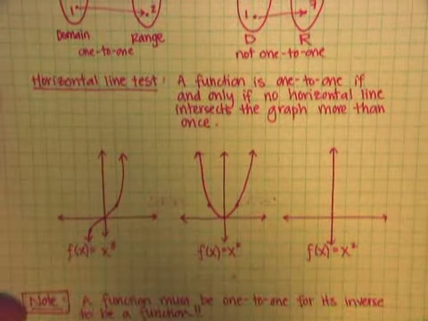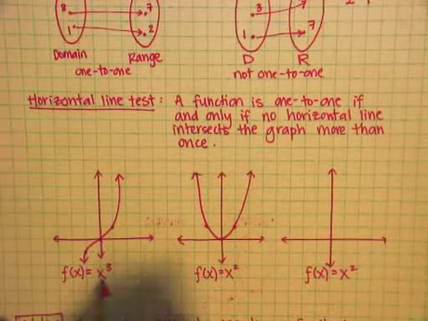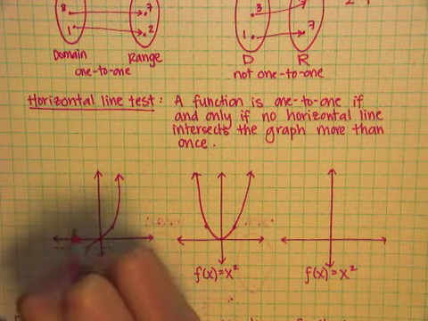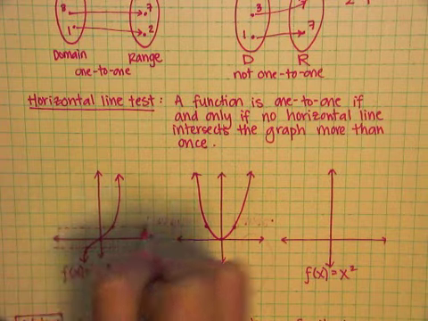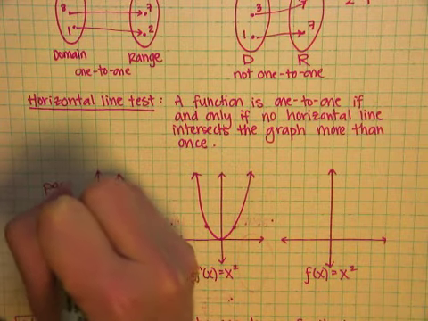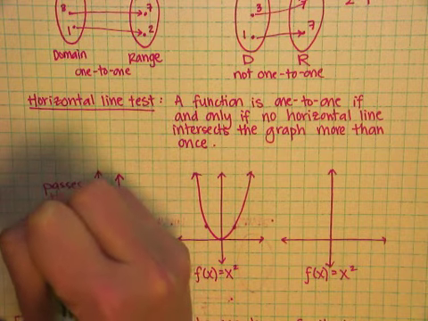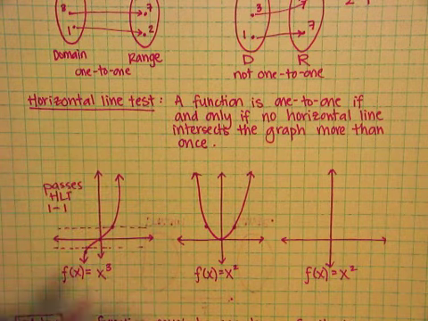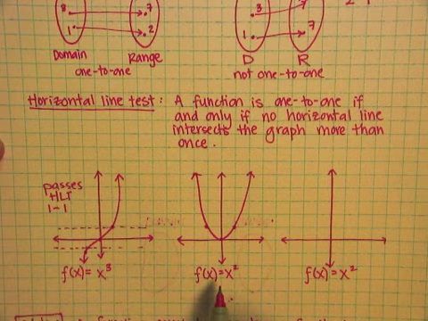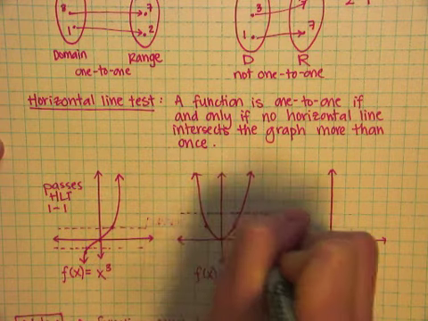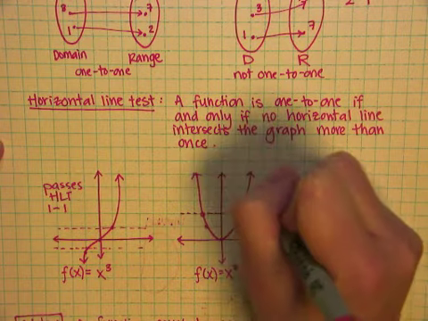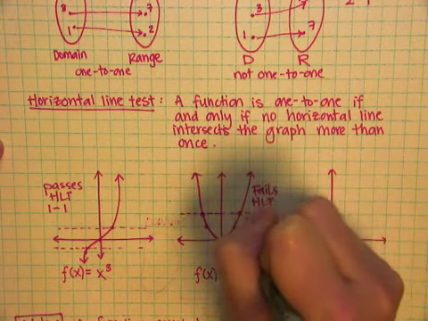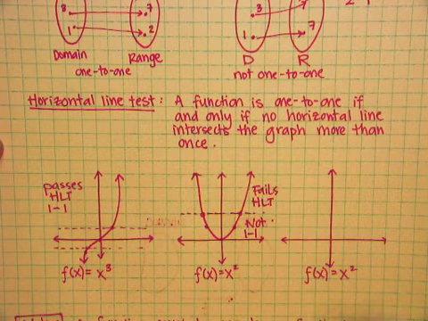So some examples of this. If I had the graph of x cubed, any horizontal line I draw on the graph of x cubed only hits the graph once. So this passes the horizontal line test, which means it is one-to-one. Now if I look at the graph of f of x equals x squared, in this case, it hits the graph twice, and so this fails the horizontal line test, so it's not one-to-one.